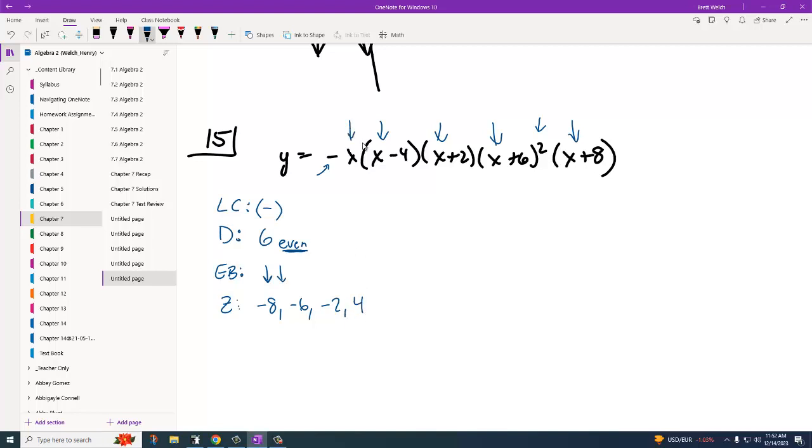And the one that everybody always seems to forget, when there's an x without a plus or minus, it's not added or subtracted with anything, that means it's 0. So 0 would be a 0. Multiplicities occur when a 0 is repeated.